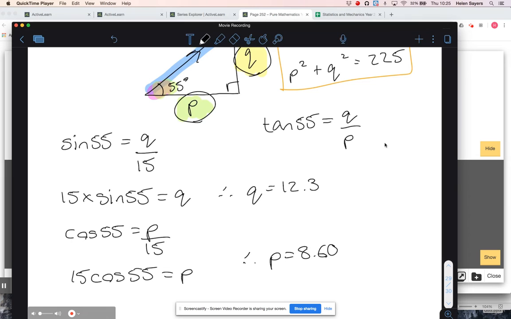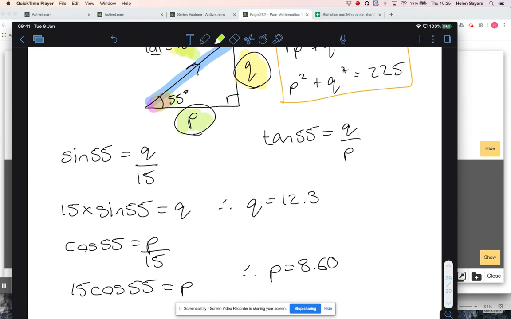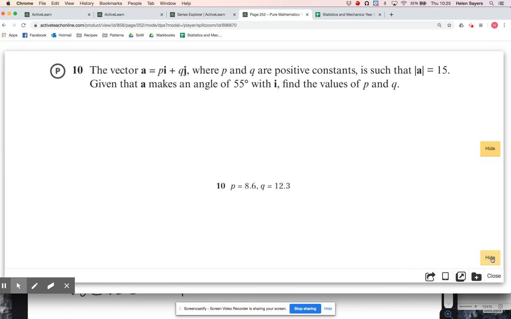Yeah, so I tell you what, because I've written it out, I might as well just double check. So obviously if I've rounded those two, it's not going to be exact, but let's just check. So 12.3 squared plus 8.6 squared. Yeah, so if I substitute those values of P and Q into this, it's giving me 225.25, but that's fair enough because these were slightly rounded. Let's just double check our answers, 8.6 and 12.3. Yeah, lovely.